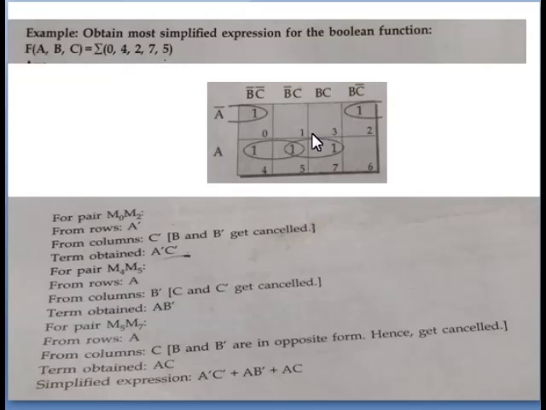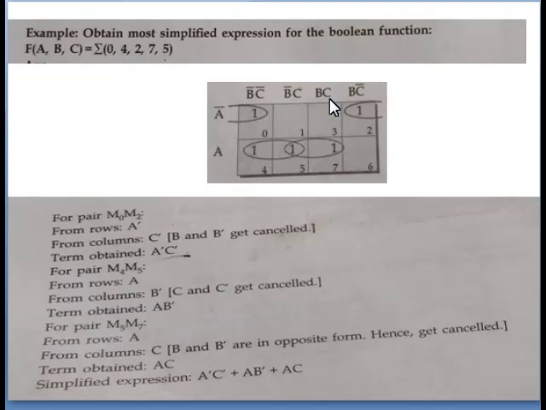Now the pair M5 and M7. What is the row variable? A. Column variables are B dash C, B C. Here the variables B dash and B are opposite to each other, so it gets cancelled. Then we get the variable C. So the term obtained is A C.